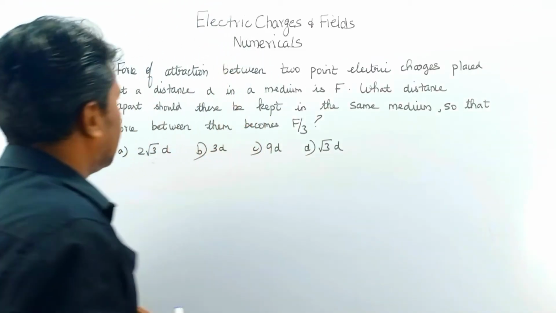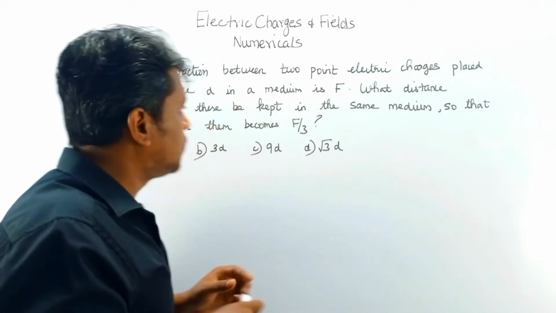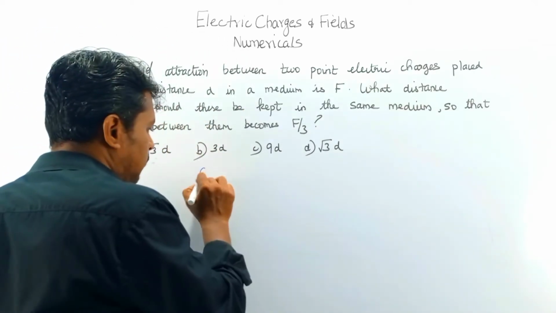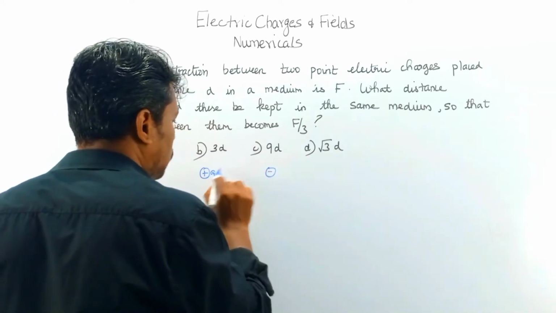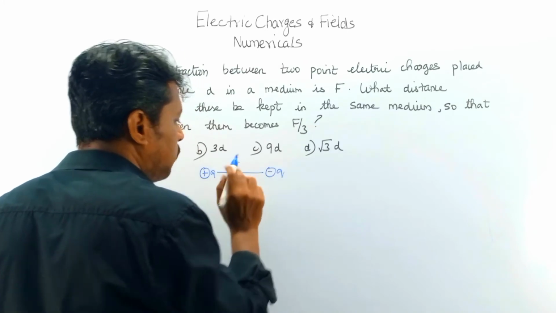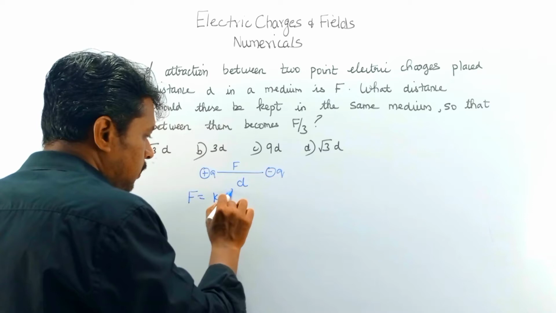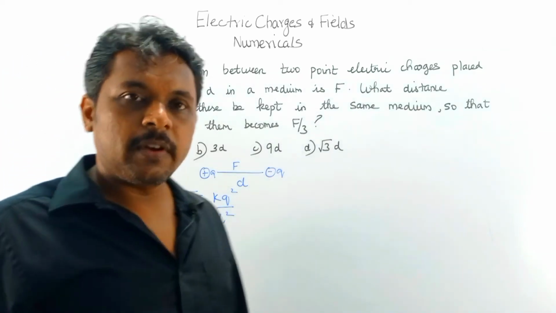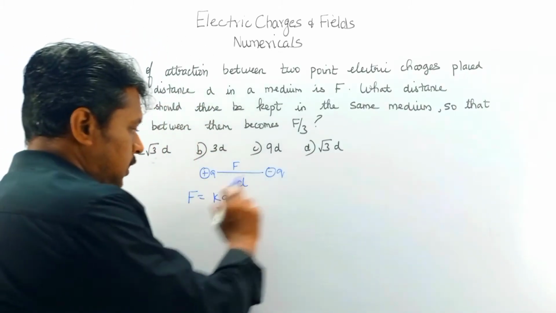In this problem, we see that the force of attraction between two point electric charges placed at a distance d in a medium is F. So we have two charges, let it be plus and minus Q, separated by distance d, they have a force F. From Coulomb's law, the force of attraction magnitude is k q square by d square, where k is a constant.